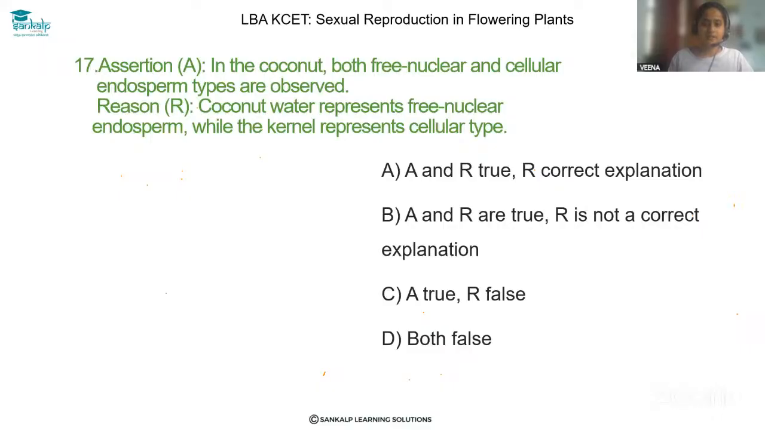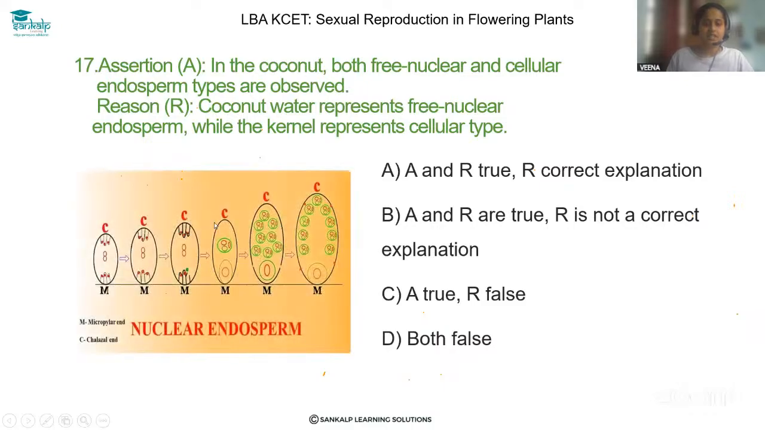Let's solve the 17th question. Assertion: In the coconut, both free nuclear and cellular endosperm types are observed. Reason: Coconut water represents free nuclear endosperm while the kernel represents cellular type. Dear children, in the coconut, both free nuclear and cellular endosperm types are observed.